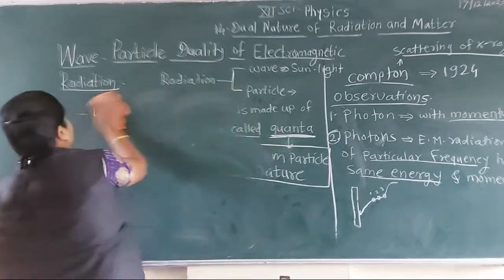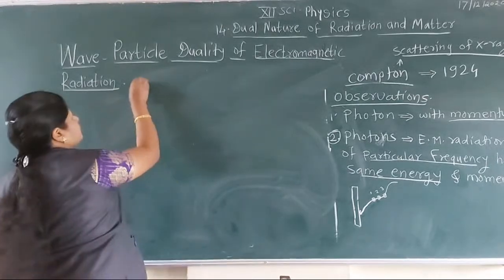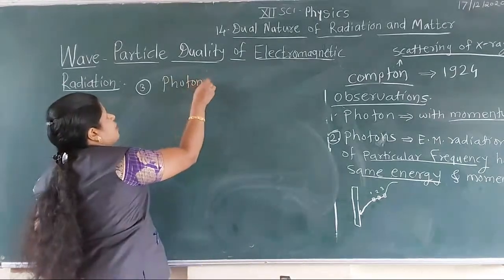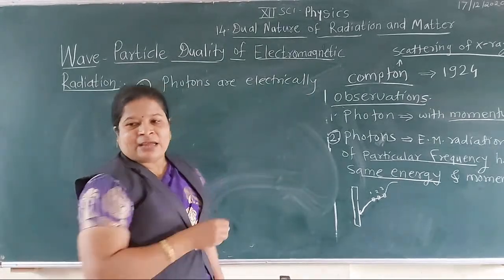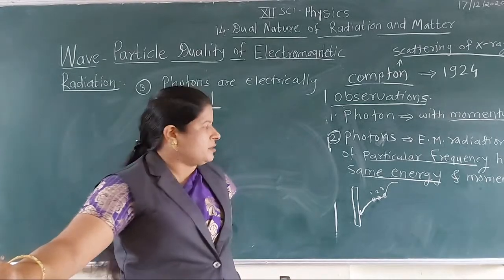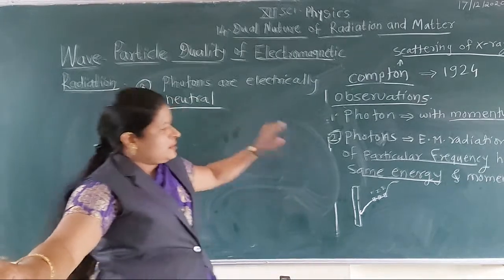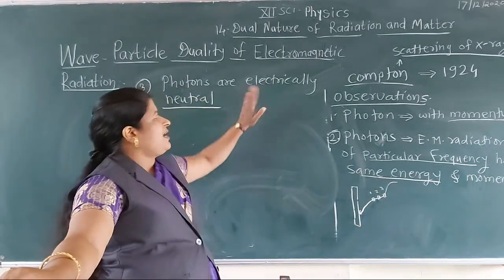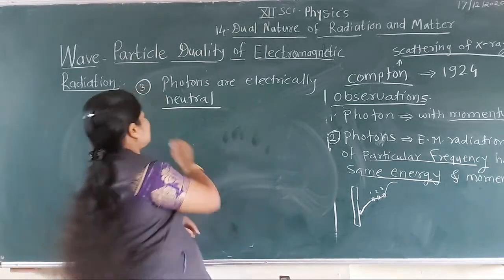Observations made by the scientist Compton on the experiment of scattering of X-rays. Third observation, photons are electrically neutral. Photons are electrically neutral and are not deflected by electric or magnetic fields. These electromagnetic radiation photons are electrically neutral and not affected by electric or magnetic fields. This is the third observation.